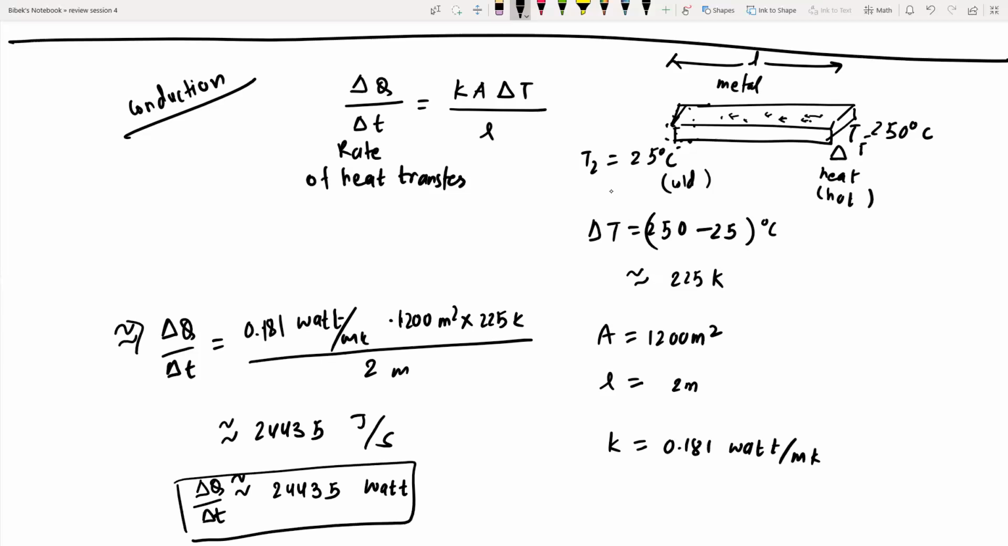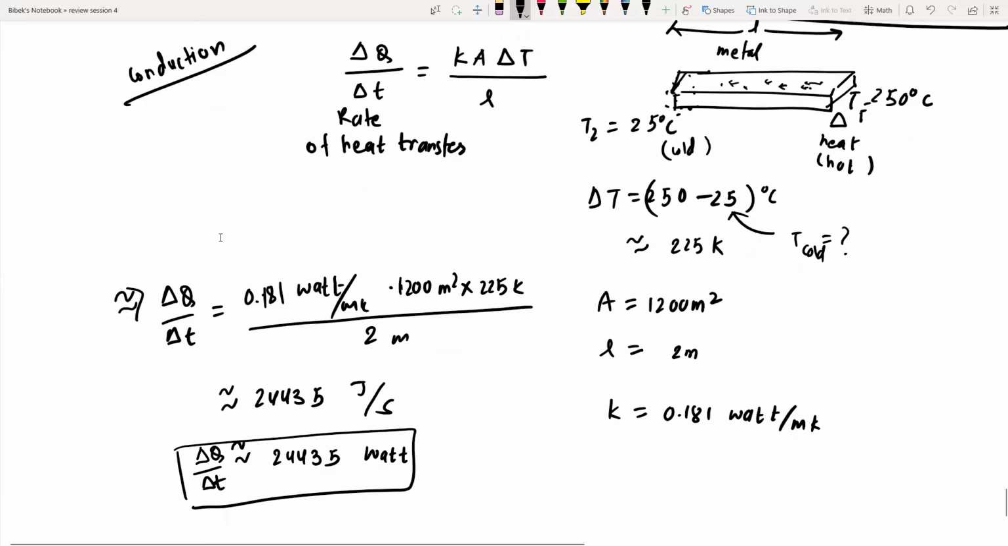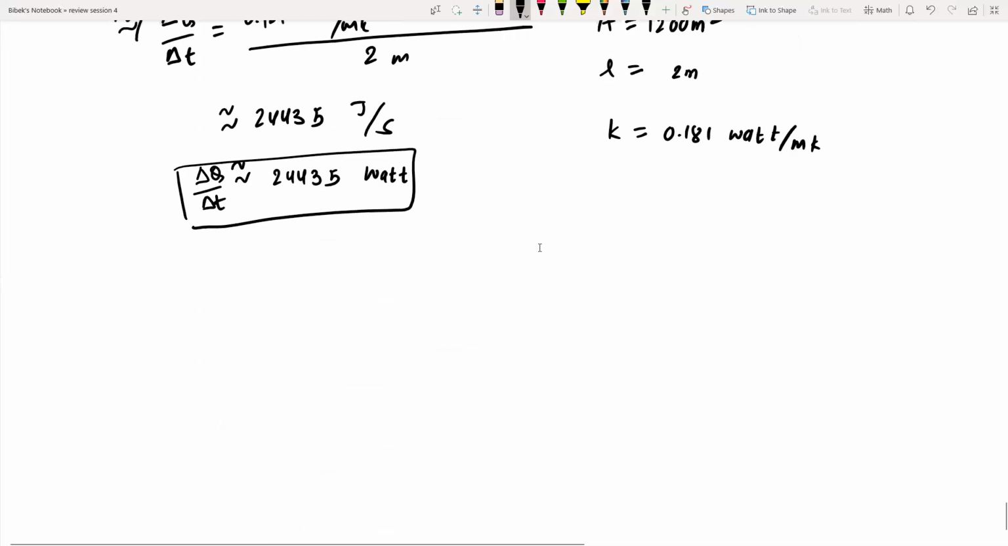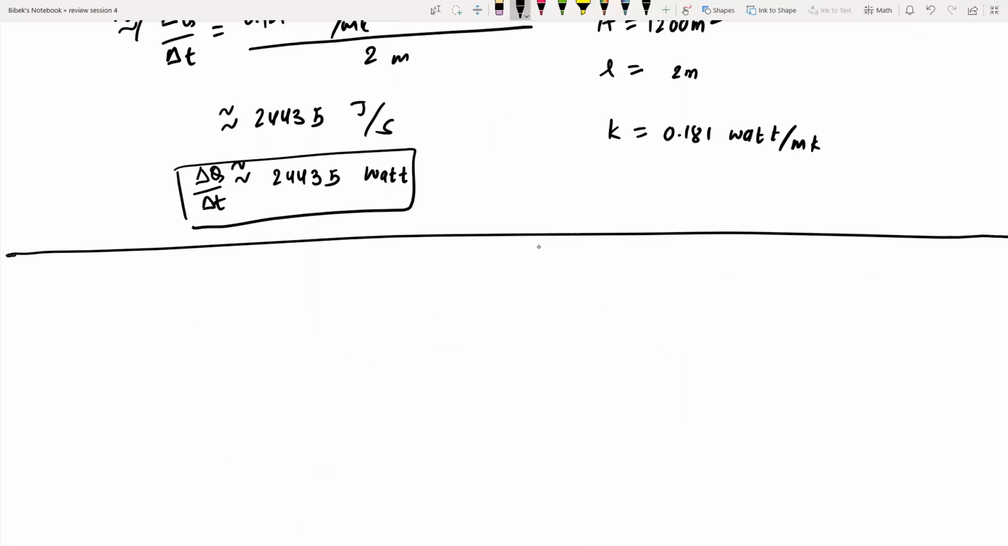Sometimes you won't be given this term. You'll be asked what is delta T, or what is T4, and for that you will be given this value. So sometimes you'll be given this value instead of this, and you'll need to calculate. You can do that easily if you have some knowledge of things like this. So that's one kind of problem.